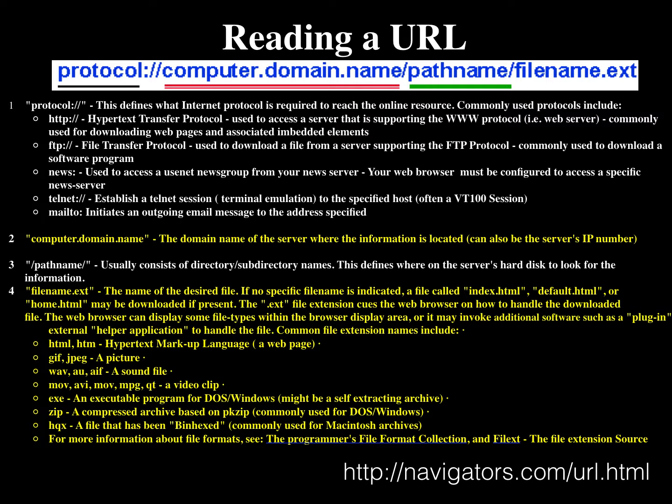The ext file extension cues the web browser on how to handle the download file. The web browser can display some file types within the browser display area or may invoke additional software such as a plugin. And so then you've got examples of what the different things would mean. HTML, hypertext markup language, web page.